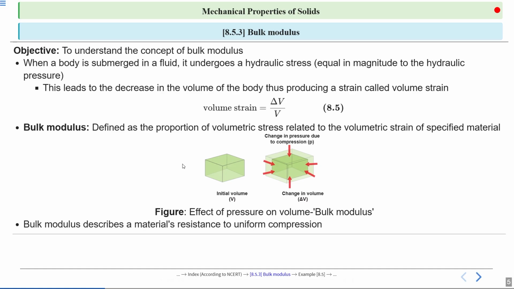So bulk modulus tells us how much a material resists uniform compression. Materials with a high bulk modulus like metals don't compress easily. Yes or no? While those with a low bulk modulus like rubber compress more. So it depends on the material. I hope this is clear.